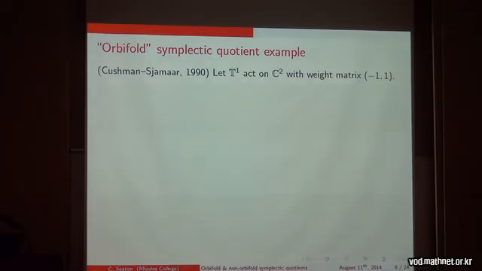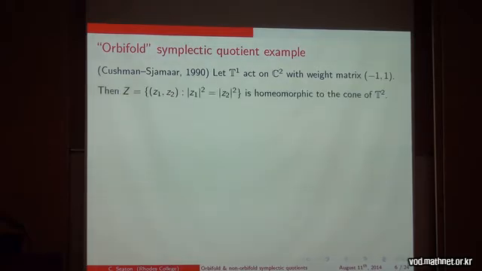I think it's helpful to go over the construction just to see how this works. If we look at the standard action of the circle on C^2 with weight matrix (-1, 1), then just to get an idea, the zero fiber of the moment map Z is given by this equation, and so it's homeomorphic to a cone on the two-torus.